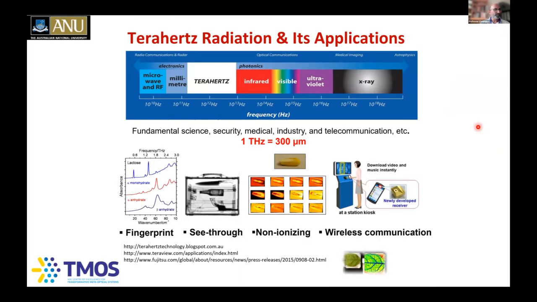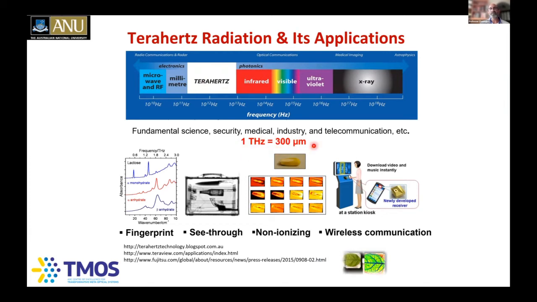Of course, in addition to lasers and LEDs, we have been working on a wide variety of other devices. For example, terahertz radiation. Terahertz radiation really falls between electronics and photonics. Why are we interested in terahertz radiation? Only in the last 20 years or so have we been developing terahertz sources and detectors. 1 terahertz is about 300 microns in wavelength. Just to give you an idea, a blue light is about 400 nanometers.